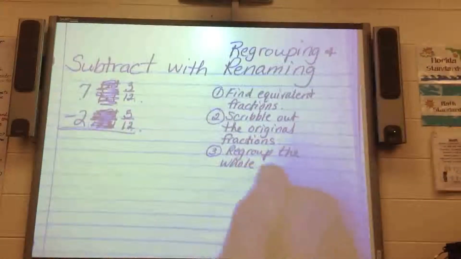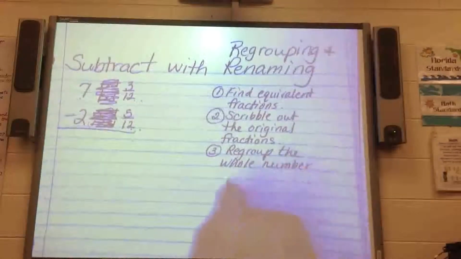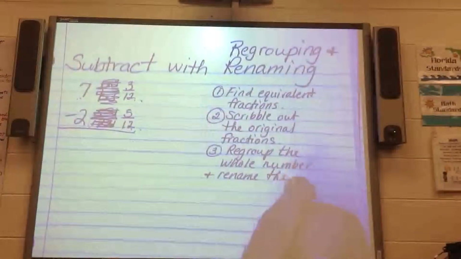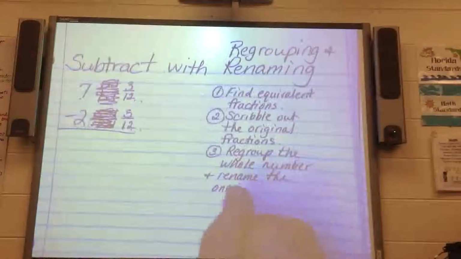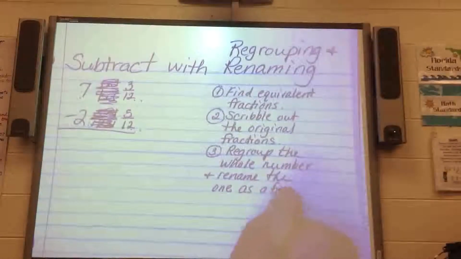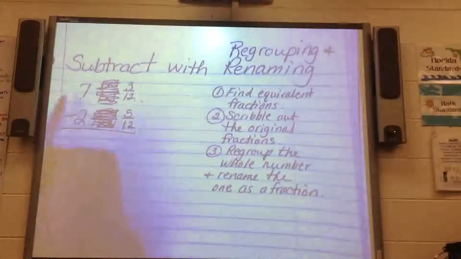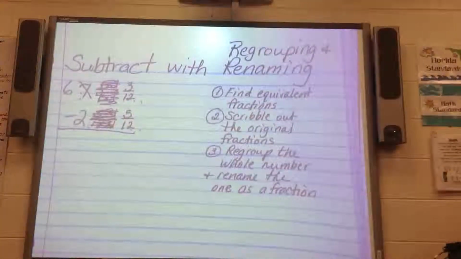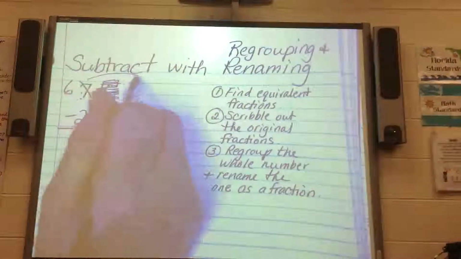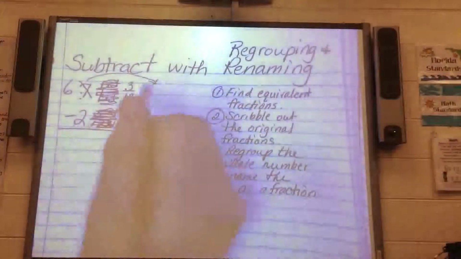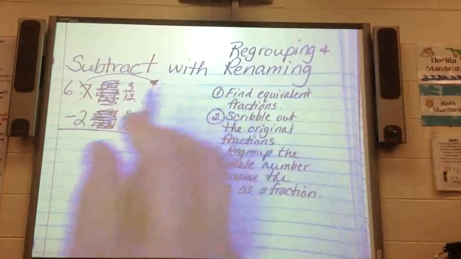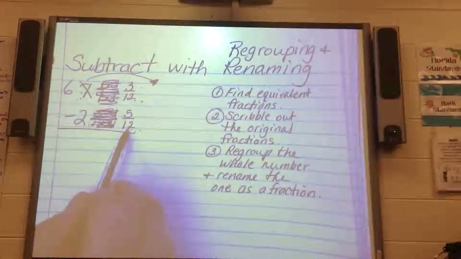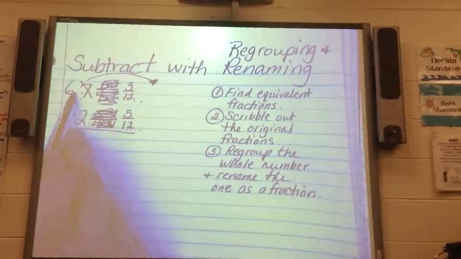And after I regroup the whole number, I'm going to rename the one that I'm going to use as I regroup as a fraction. So I'm going to take that 1 from the 7, leave a 6 behind, 6 wholes. But the one that I took, I'm going to move over here. And the reason I'm doing it is because at this point, it's important to me to be able to make the 3/12 a greater fraction than the 5/12 so that I can subtract it. And the only way I can do it is by moving a 1 over.